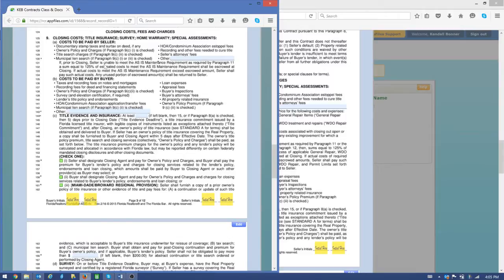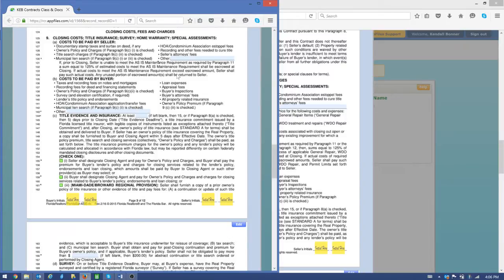If prior to closing the seller is unable to meet the as-is maintenance requirement, a sum equal to 125% of estimated repair cost to meet shall be escrowed at closing. Okay, so if the cost is $1,000, they've got to put $1,250 in escrow with the title company for the repairs.